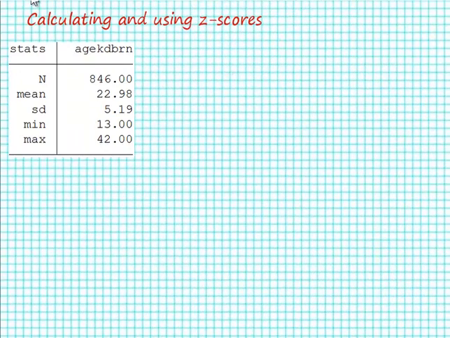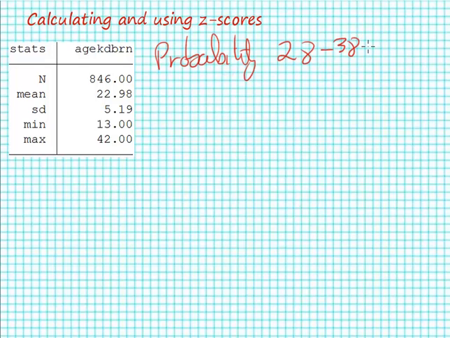This example will be similar to the last one, but you'll see that the solution is a little bit different. We're asking for the probability that a woman is between the ages of 28 and 38 years old when they have their first child.